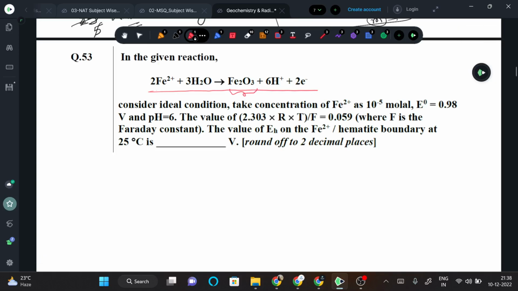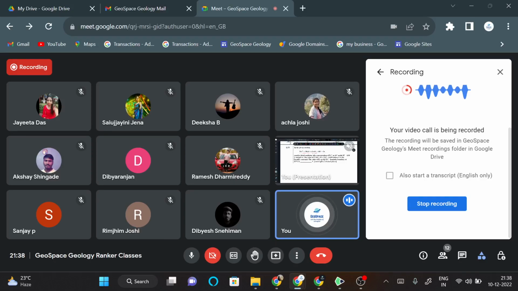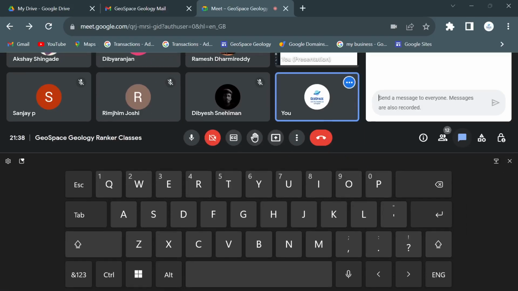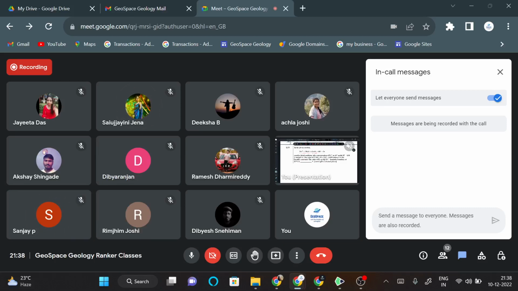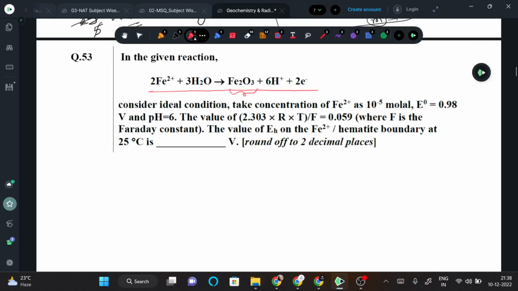What do we call Fe2O3? Like, what mineral is it? Hematite. Sorry, both your voices coincided. Hematite, right? Fe2O3 is hematite, Fe3O4 is magnetite. So this is basically a hematite reaction. And also, in the question it is mentioned Fe2+ hematite boundary.